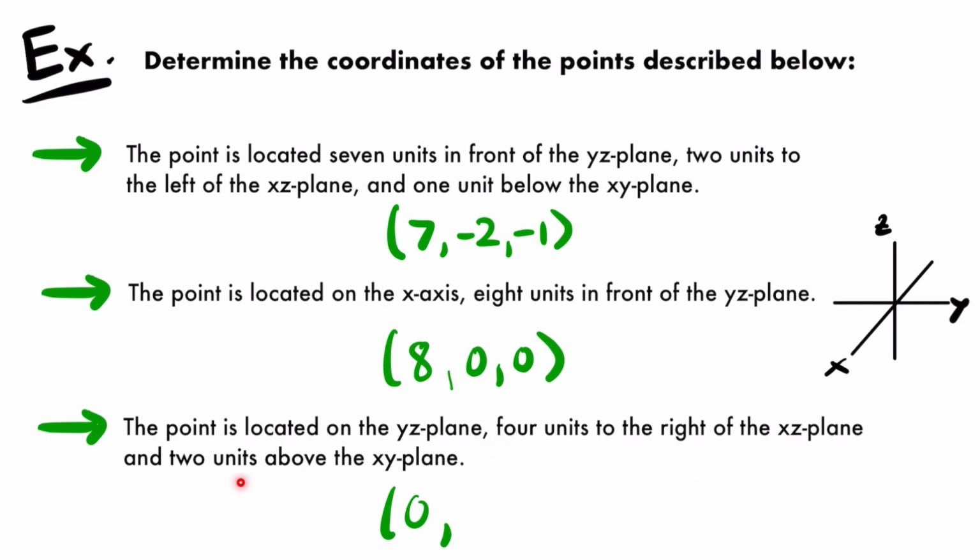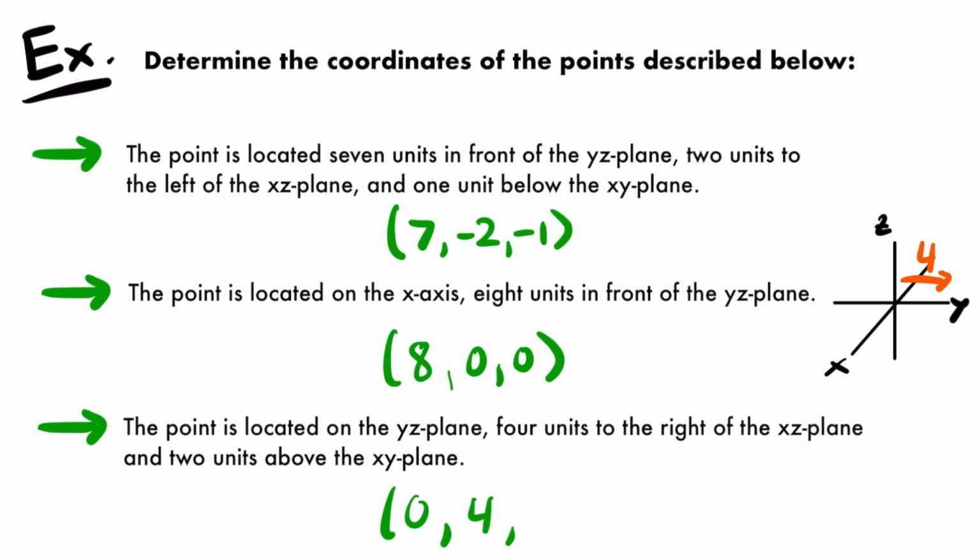Well, that's what the rest of this description is telling us. The point is 4 units to the right of the xz plane. If we're measuring from the xz plane, then that means we're talking about the y direction. The xz plane is right here, and we're measuring away from it, either left or right, in this case to the right, and so 4 units to the right is going to be positive 4 in the y direction. All right, so our y coordinate here is 4.